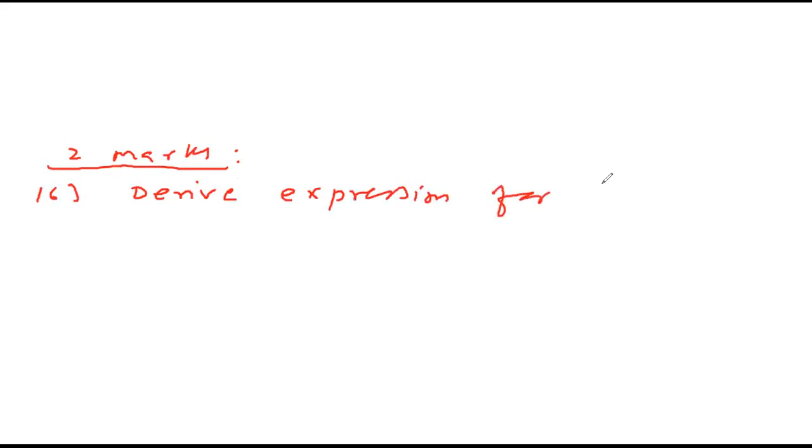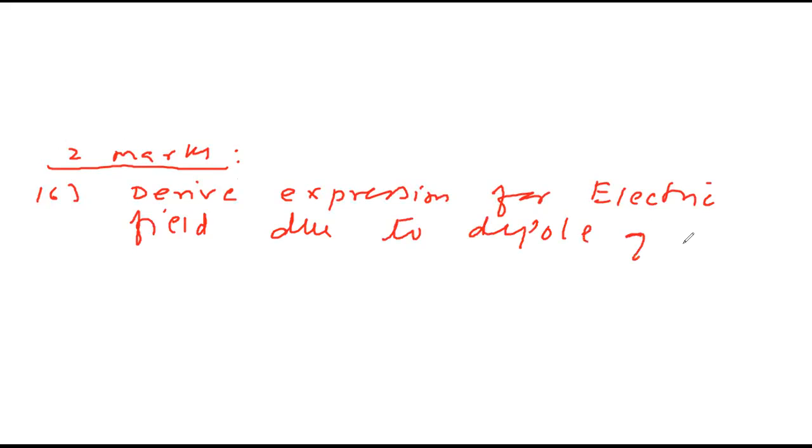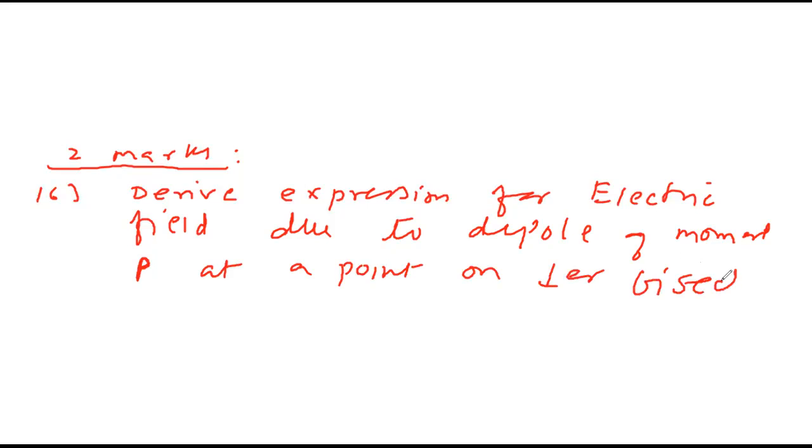Now 2 marks questions we are discussing. Derive expression for electric field due to dipole of moment P at a point on perpendicular bisector.